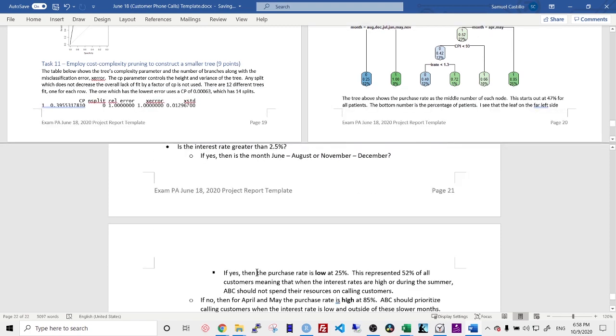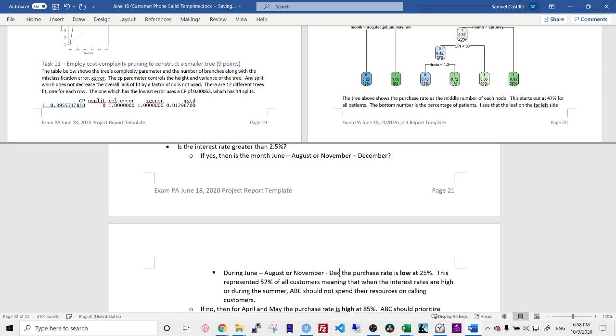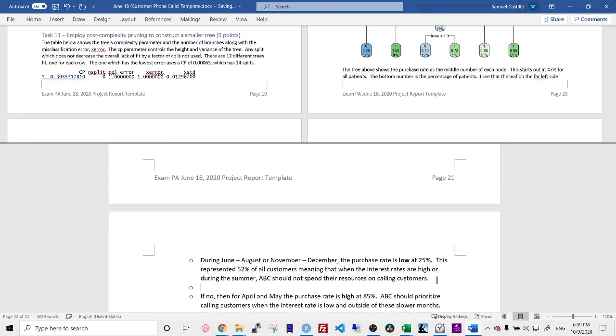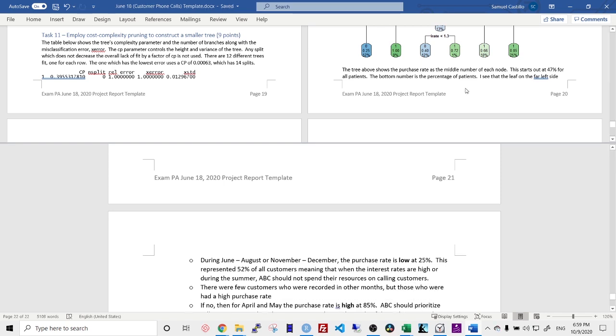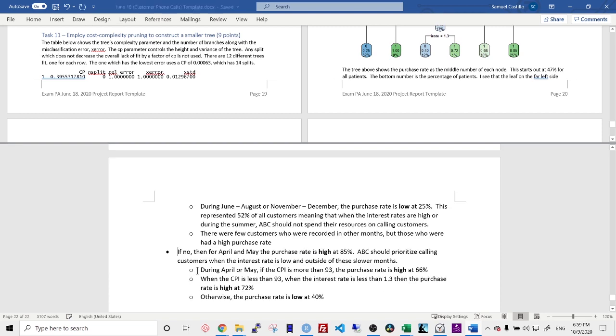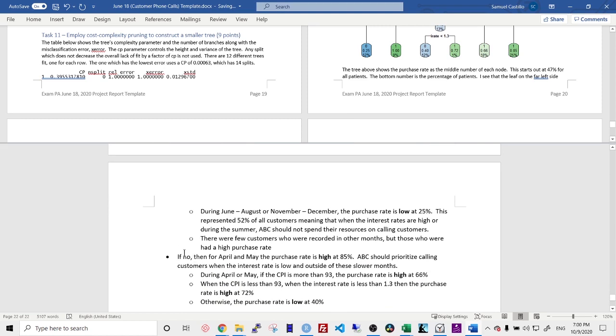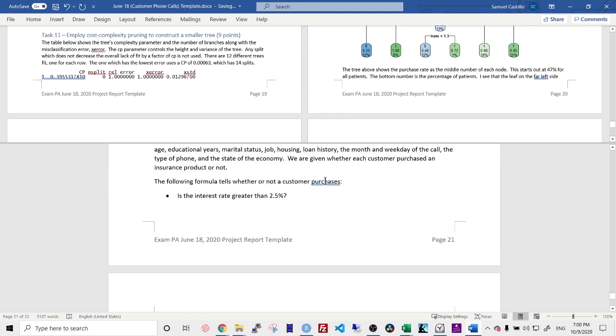I would maybe simplify this and say during June through August or November through December. Now we're going to delete this and then move this up one. And then say there were few customers who were recorded in other months, but those who had a high purchase rate. And that's this group right here. And then let's simplify this. So this is asking about the interest rate again. The following formula tells whether or not a customer will purchase.